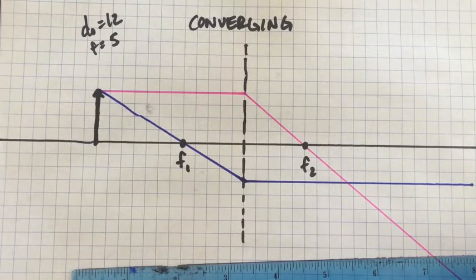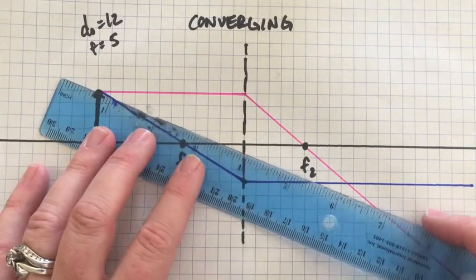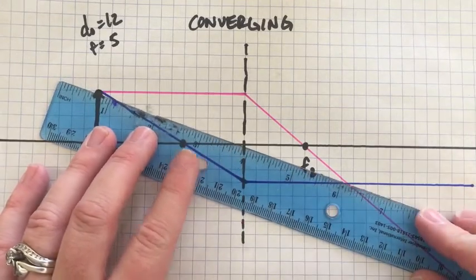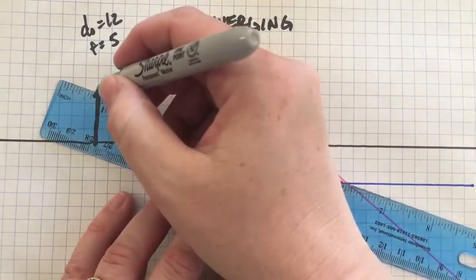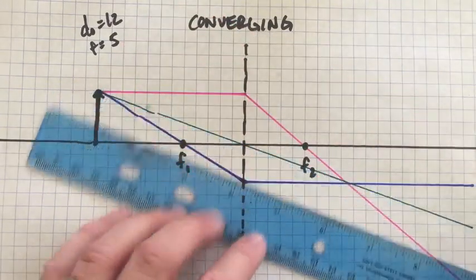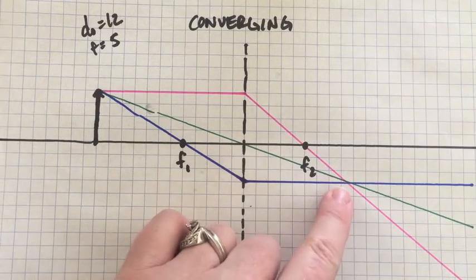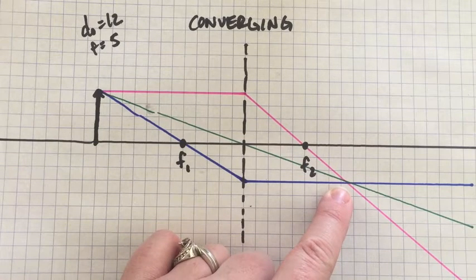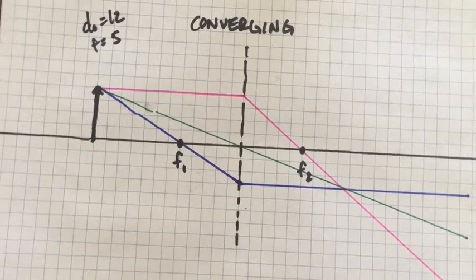Our third line also starts at the tip of the arrow, but this one goes straight through the center of the lens. When it goes through the center of the lens, it continues in the same path that it started. So it continues straight like that. Now here you can see that these 3 lines match at one point. They all meet up. This tells us the distance of the image and the object height.